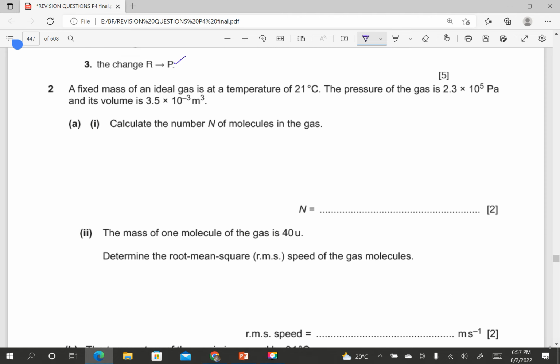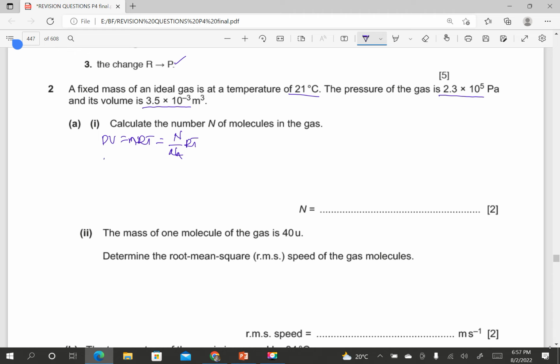Next, a fixed mass of an ideal gas is at a temperature of 21 degrees Celsius. The pressure of the gas is 2.3 times 10 power 5 pascals, and its volume is 3.5 times 10 power negative 3 meters cubed. Calculate the number of molecules. This is very easy. PV equals nRT, the number of moles times RT. Remember, number of moles is the number of molecules divided by Avogadro's number.